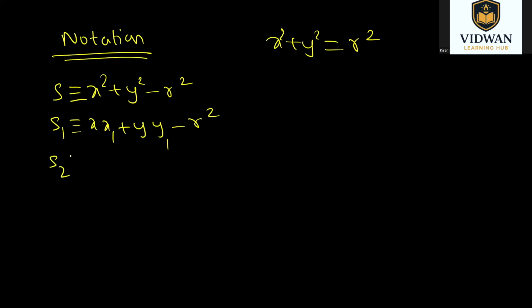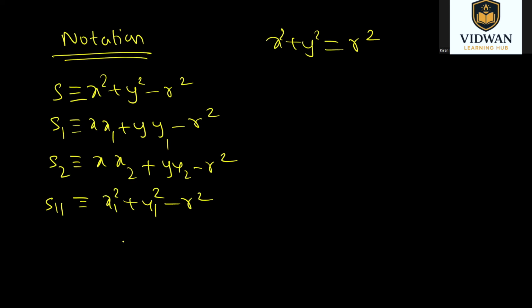Similarly, if I say S2, out of both the x terms, one x is replaced with x2. Similarly, out of the y terms, one y is replaced with y2. This is called S2. Similarly, if I say S11, we'll substitute x as x1, y as y1: x1 square plus y1 square minus r square. This is the value of S11. And if it is S22, it is x2 square plus y2 square minus r square.